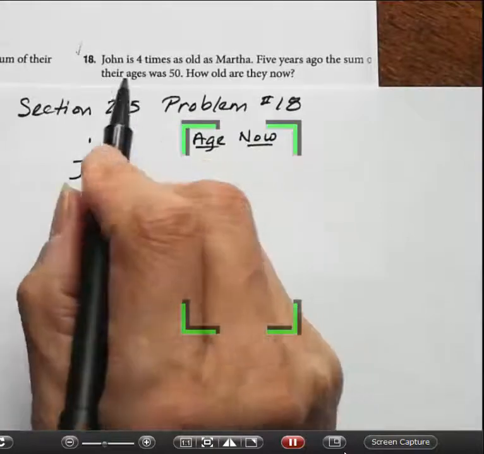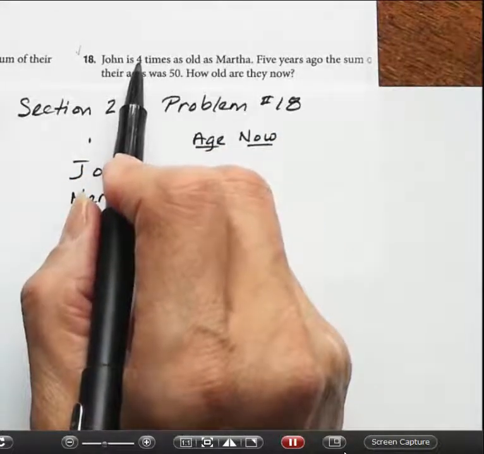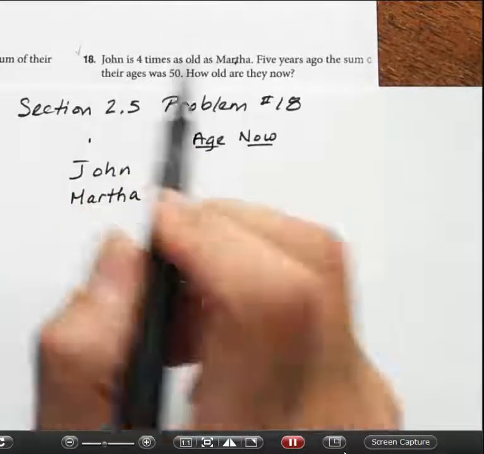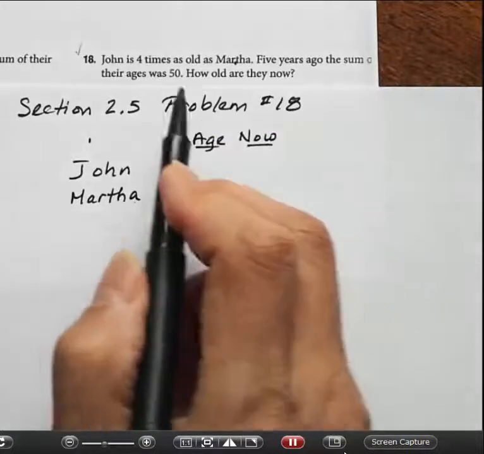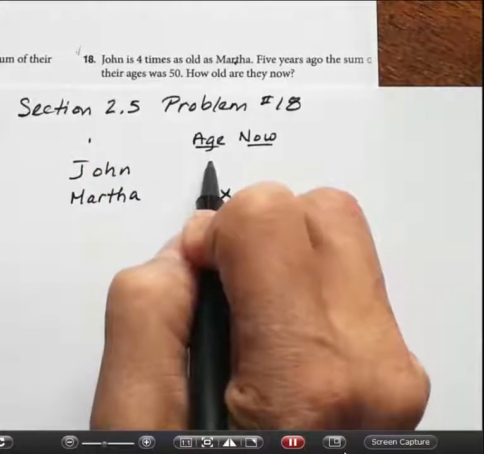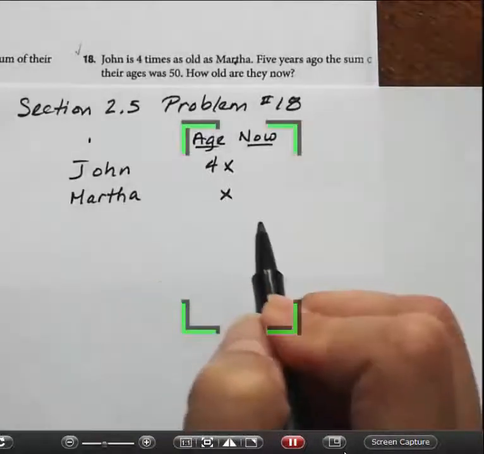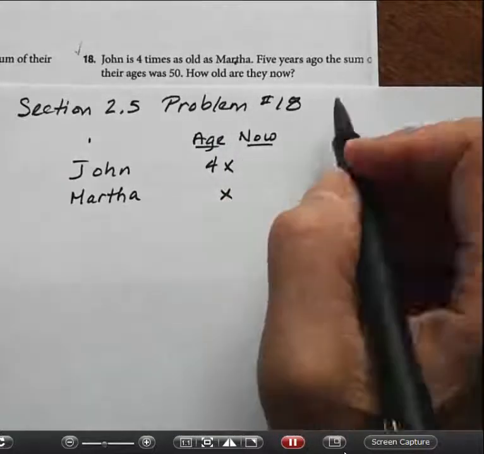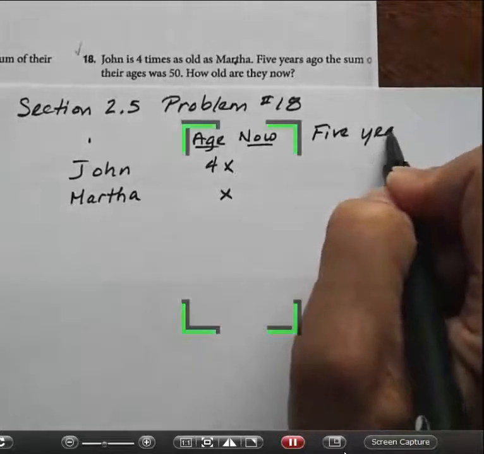So John is 4 times as old as Martha. So that means I'm going to be multiplying 4 times Martha's age to give me John's age. So I'm going to make Martha x, and John is 4 times as old, so I'm going to make John 4x because of the multiplication. It says 5 years ago. So make that their next column. 5 years ago.